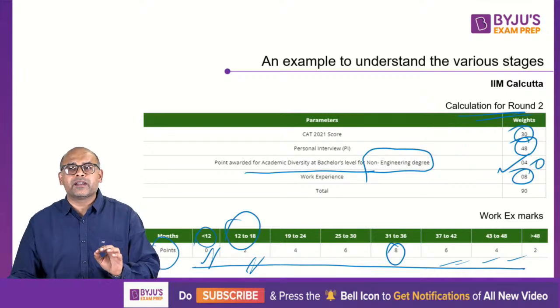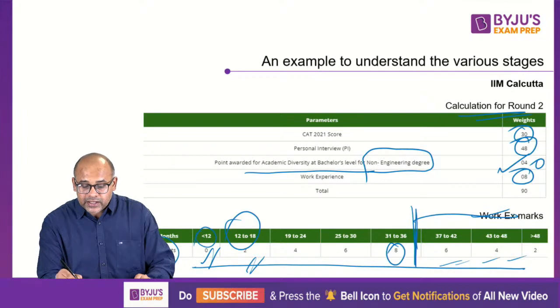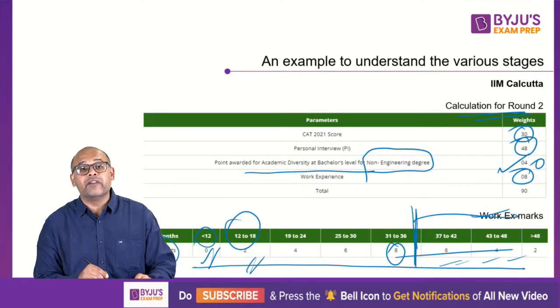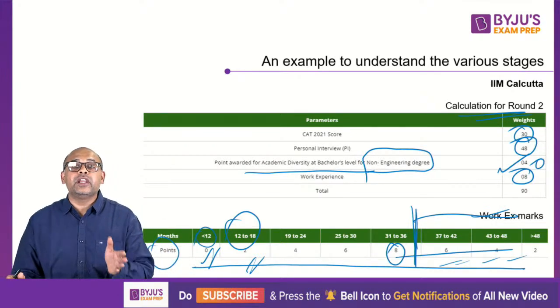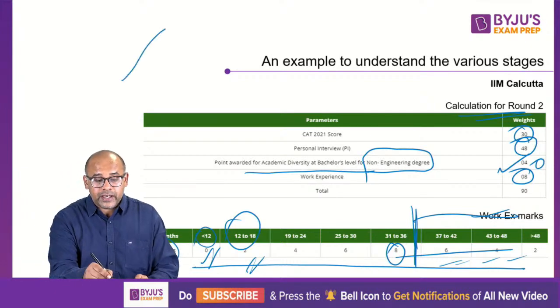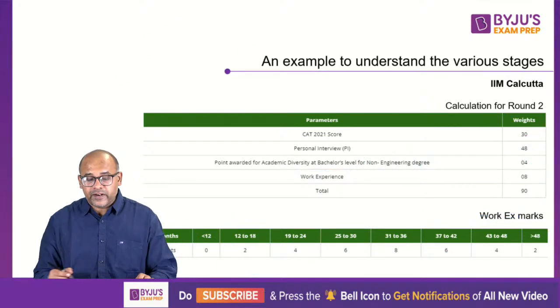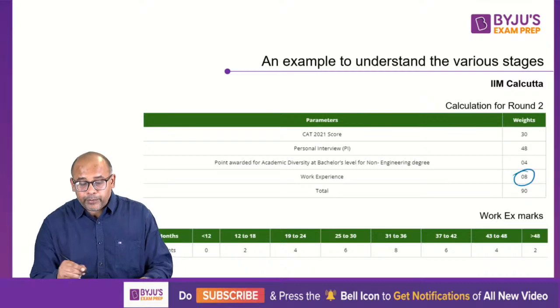For example, if I remember Bangalore correctly, they follow the same till here, and after this, it is the same for everybody. So they say that look, 3 or above, it's the same for me. Whereas Calcutta follows this structure of increasing and then decreasing. But anyway, different colleges have different criteria. So based on that, you will get points for your work experience.